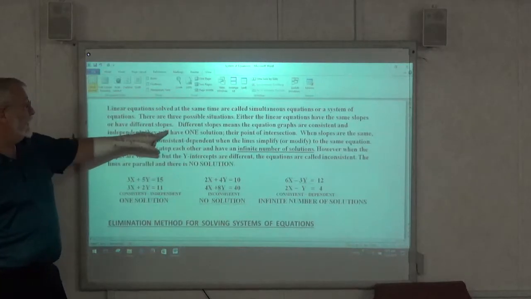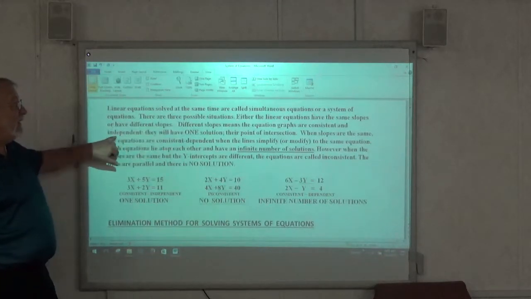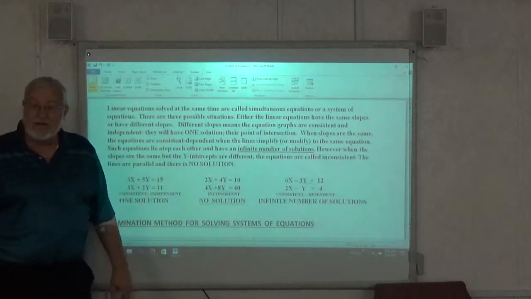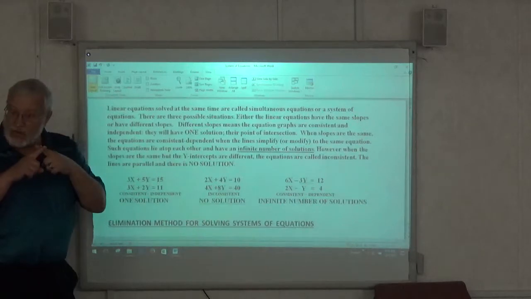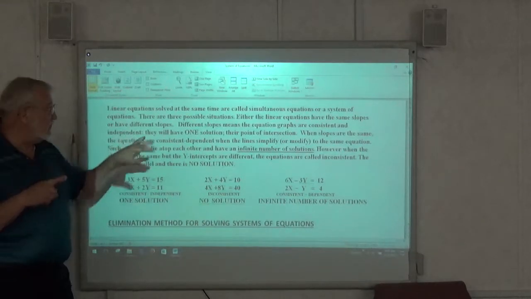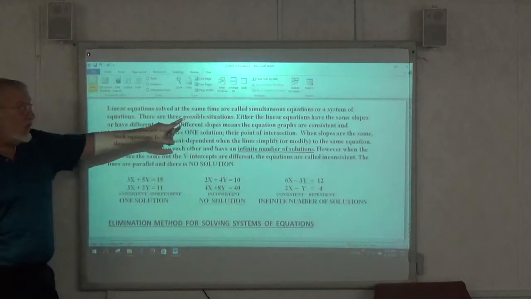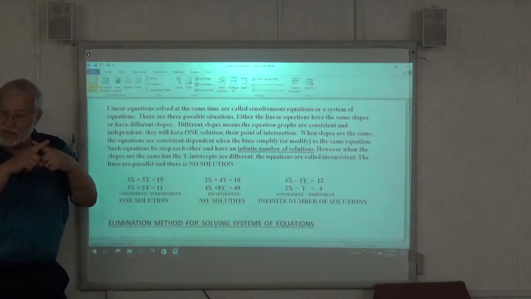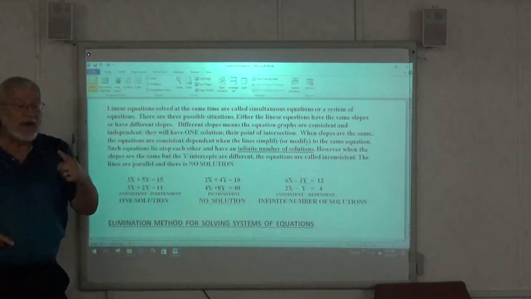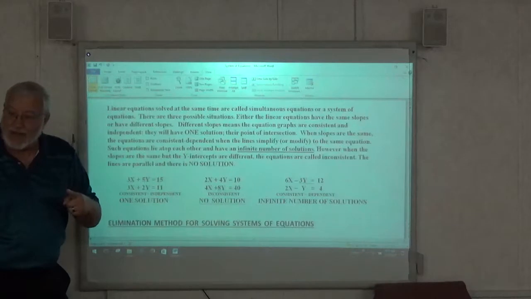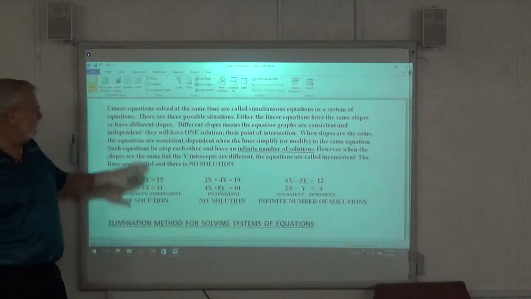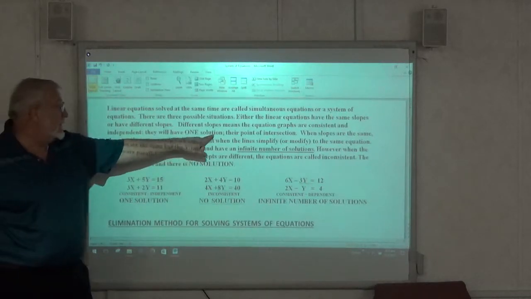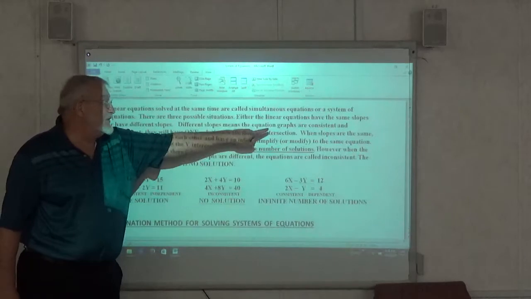Okay? All right? If the slopes are different, then they are called consistent and independent. If the slopes are different, then they're going to cross. And so the two vocabulary words that were part of Algebra 1 are that they're consistent and they are independent. Because they're independent, they're going to cross. One's going one way, and the other, being independent, is going its own way, and so the two of them are going to cross someplace. Okay? All right, they have only one solution. Now, their point of intersection is where the solution is.